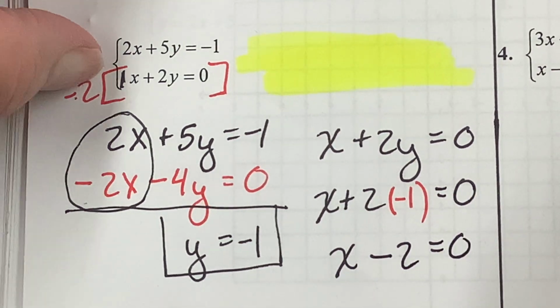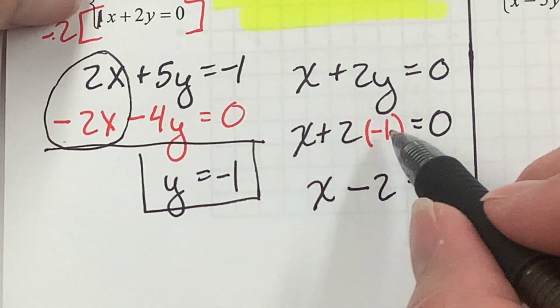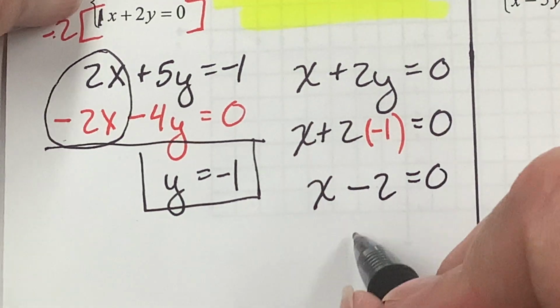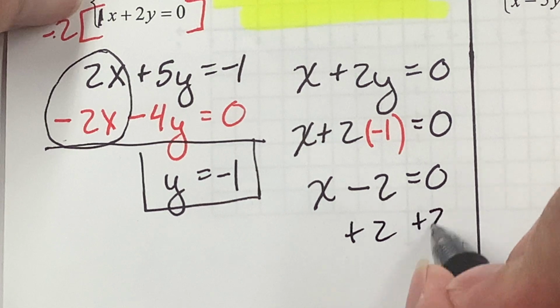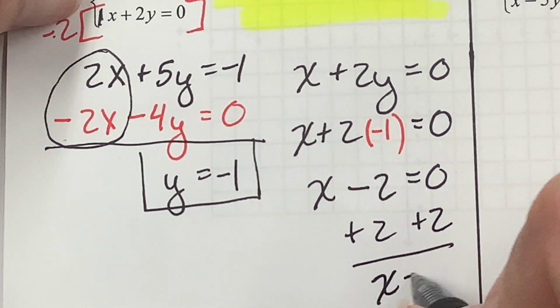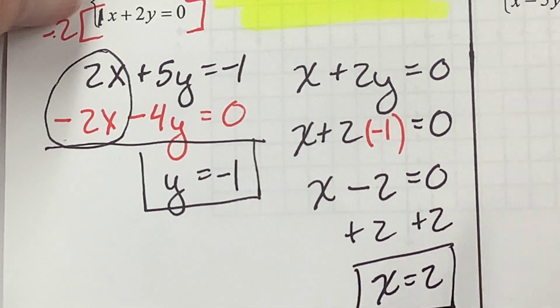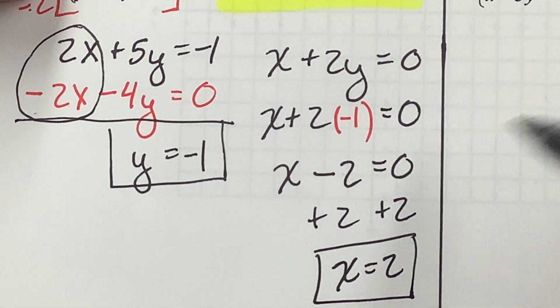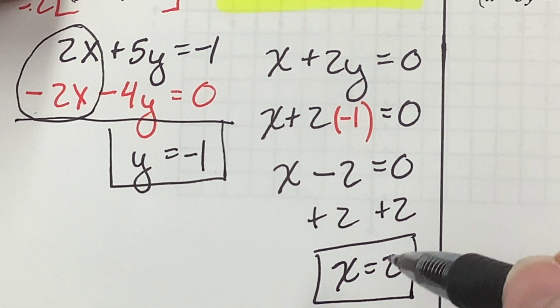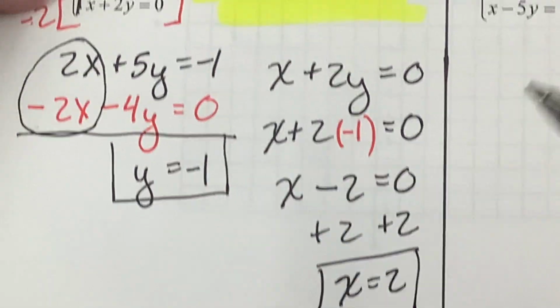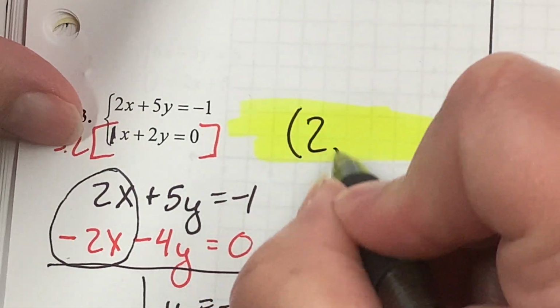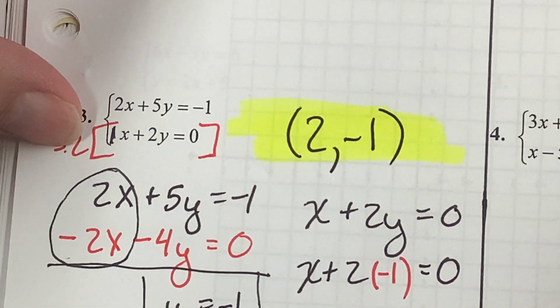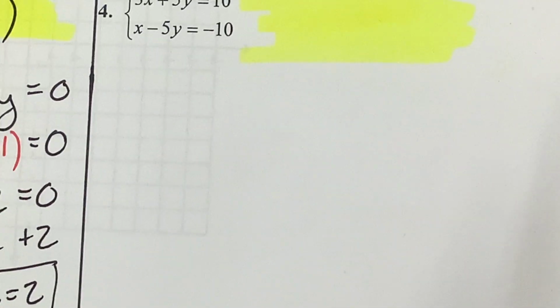I skipped a step, it's okay. Positive, negative, negative. Add 2 to both sides. x equals 2. Y is -1, x is 2. Now be careful. x goes first. It's 2, comma, -1. Don't fall into that trap. And there you go. 2, comma, -1.